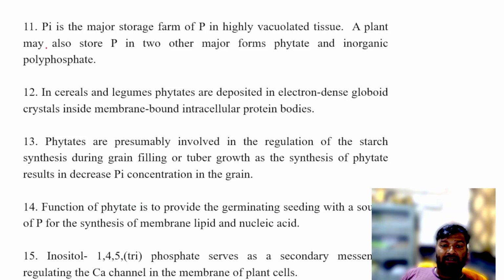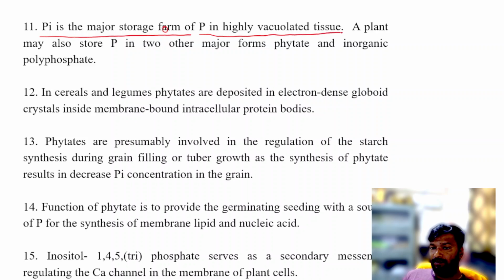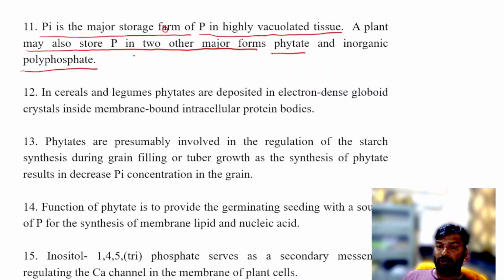Okay, next, this Pi is the major storage form of the phosphorus in highly vacuolated tissue. A plant may also store phosphorus in two other major forms, that is phytate and the inorganic polyphosphate. Okay, that is phytate.